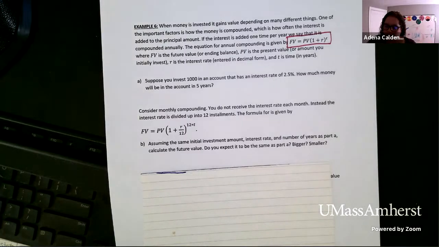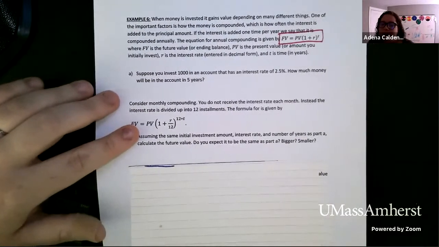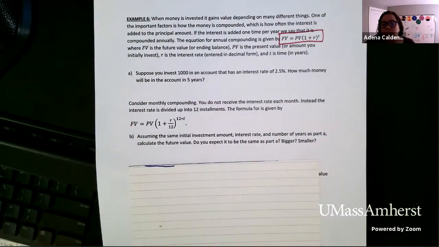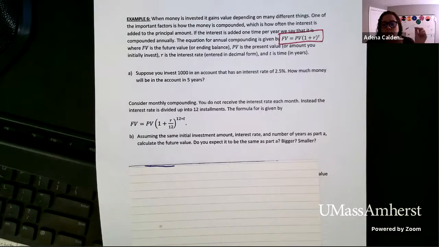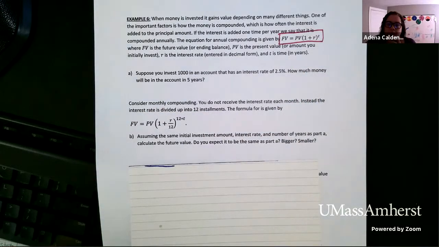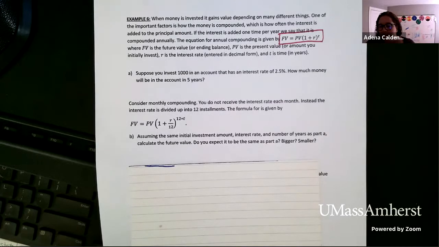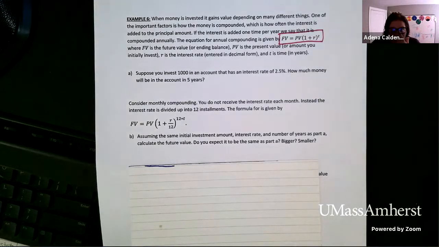R is the interest rate. We always have to enter that in decimal form. The interest rate is usually given in percentage form, so we have to convert it to a decimal in order to be able to calculate anything. And then time, T, is always going to be in years. So T here is my independent variable, okay?